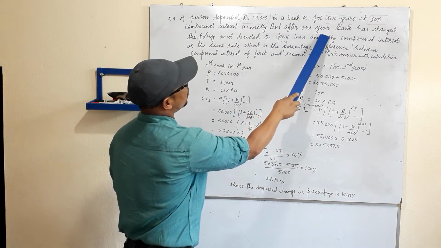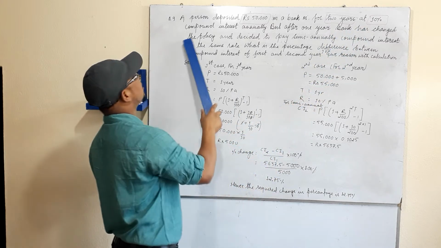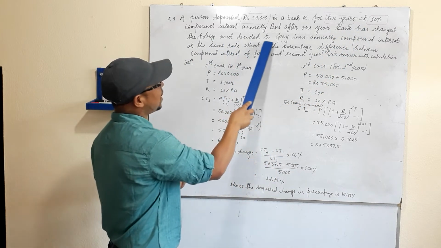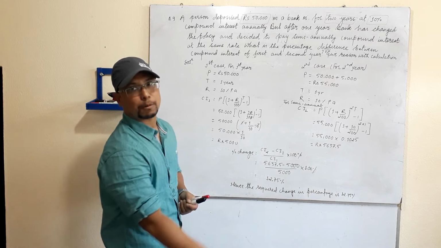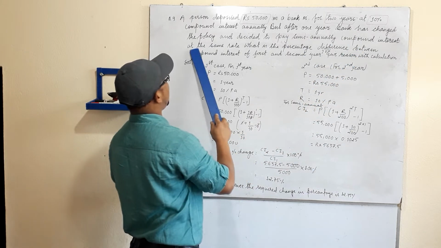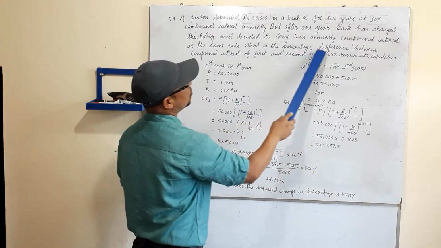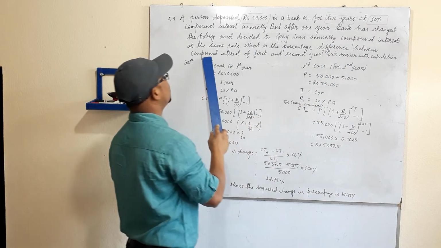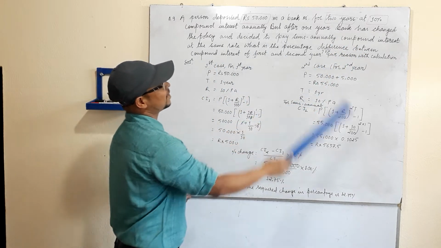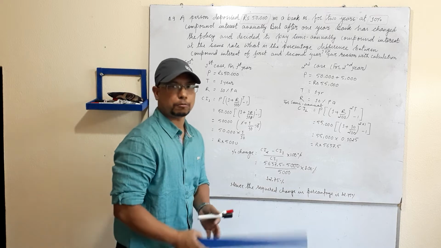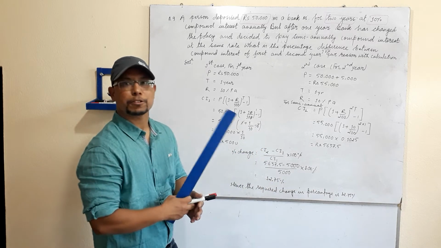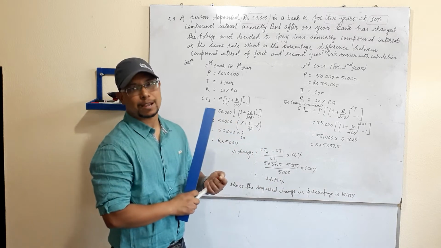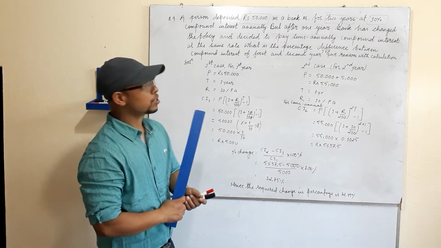But after 1 year, the bank has changed the policy and decided to pay semi-annually compound interest at the same rate. What is the percentage difference between compound interest of the first and second year? Give reason with calculation. It's a very important question, mostly asked in examinations. It carries 5 marks.